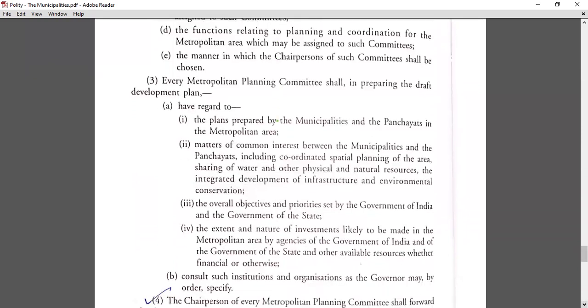Same thing, every metropolitan area, while doing the developmental plan, has to take into account all these things. They have to give regard to the plans prepared by municipalities and panchayats in the metropolitan area. If there is a matter of common interest between municipalities and panchayats, they have to take it into account. They have to take into account the overall objectives and priorities set by the government of India and the government of the state. So clearly, the government of India is also mentioned. They also have to take into account the extent and nature of investments likely to be made in the metropolitan area by agencies of the government of India and the government of the state and any other available resources, whether financial or otherwise.